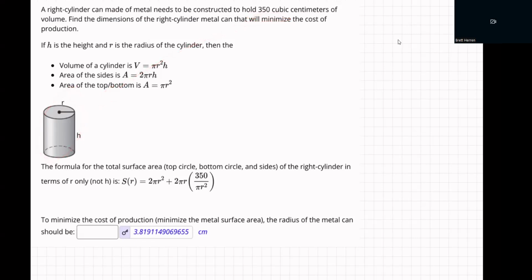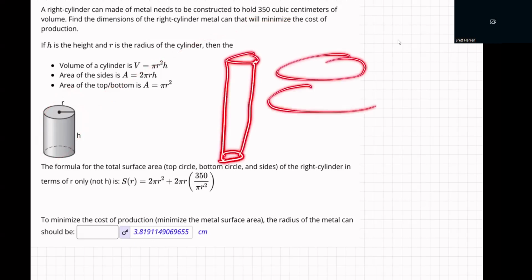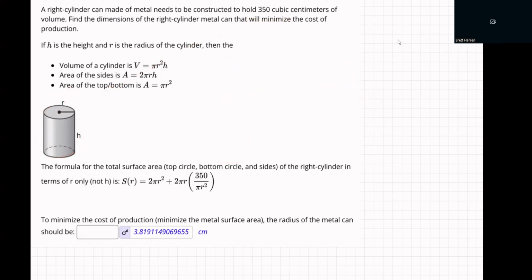Because you can make the cylinder really narrow and tall, and it'll hold all that soda, or you can make it almost like a tuna can, kind of wide and flat, or more in the middle. What shape will minimize the cost of production, the least amount of material to hold that volume of liquid or whatever's inside? All right, so how are we going to do it?